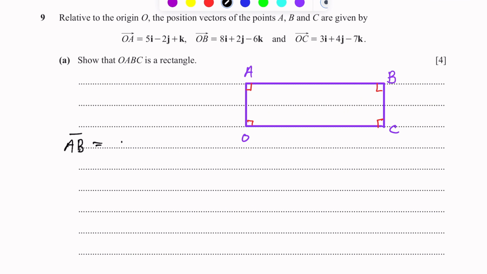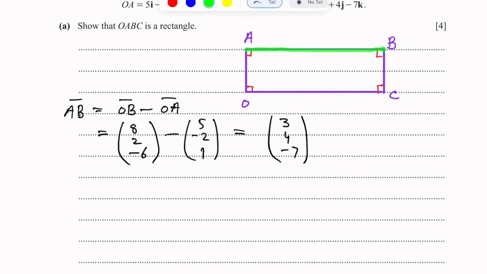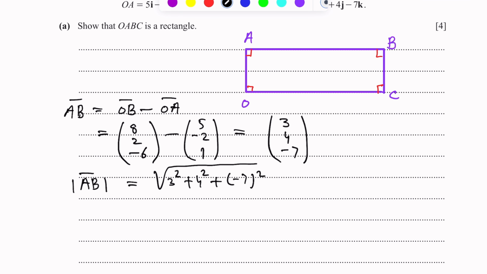AB vector will be OB minus OA. OB is the given position vector of B, 8i plus 2j minus 6k, so we can write in column 8, 2, minus 6, minus OA, which is 5, minus 2, 1. Subtracting we get 3, 4, minus 7. This is vector AB. The magnitude of vector AB is the square root of 3 squared plus 4 squared plus minus 7 squared. After calculating we get root 74.